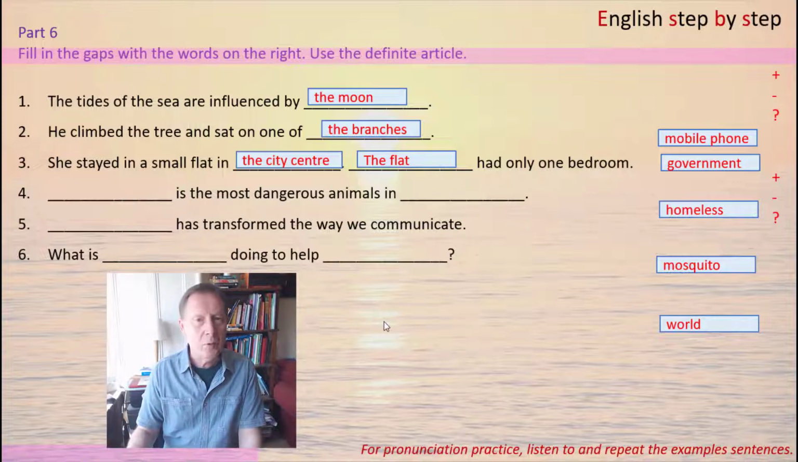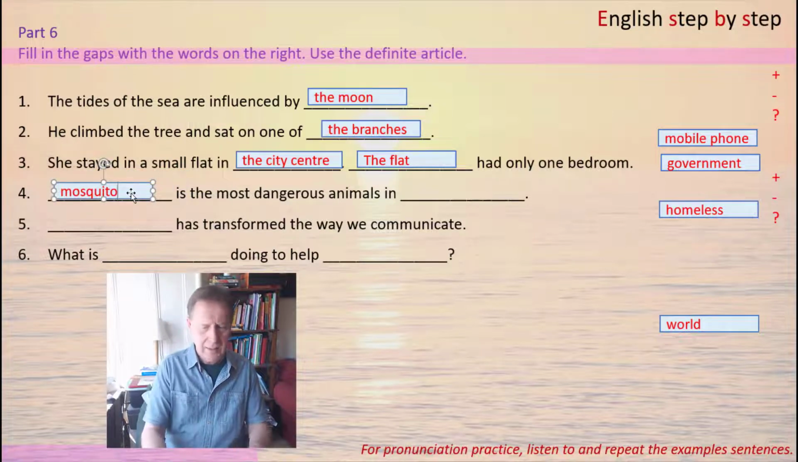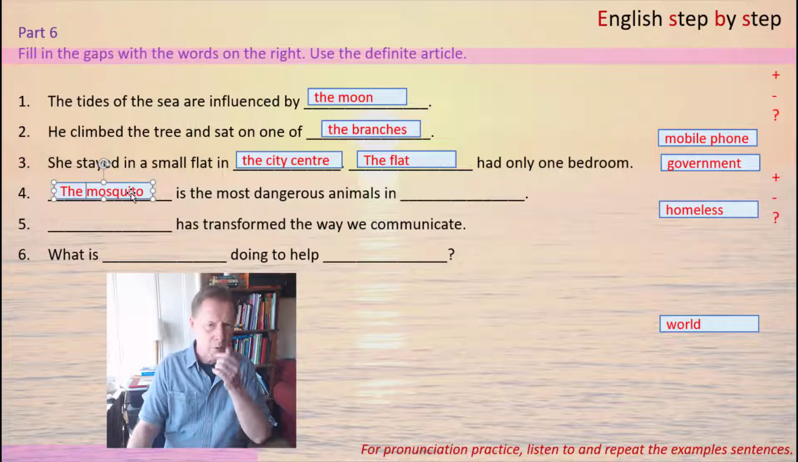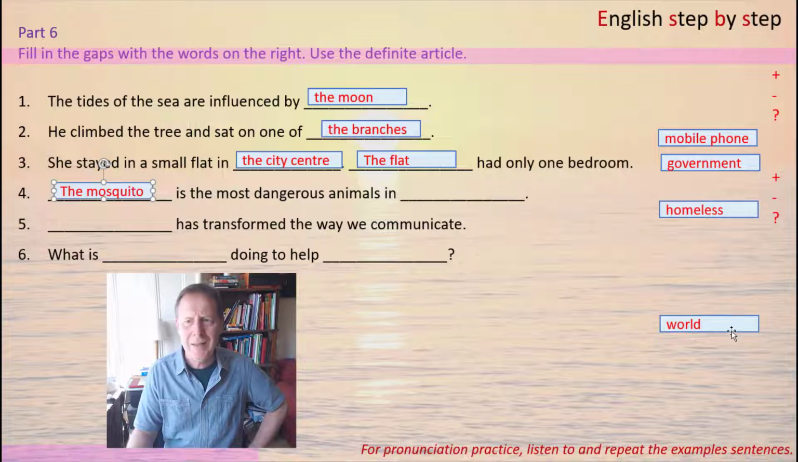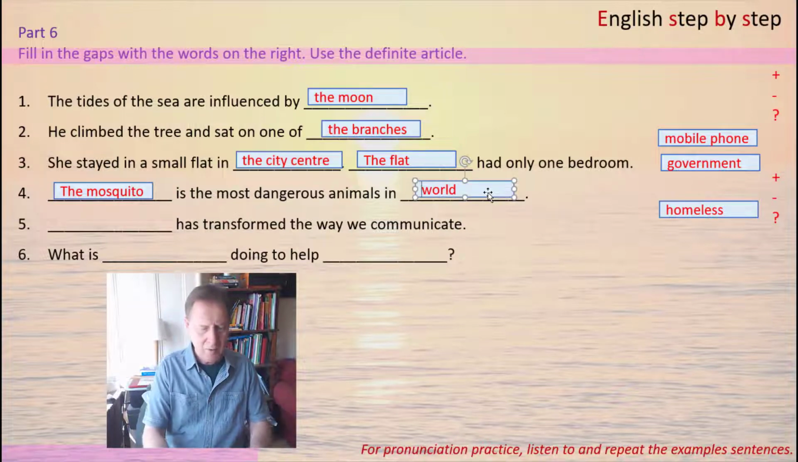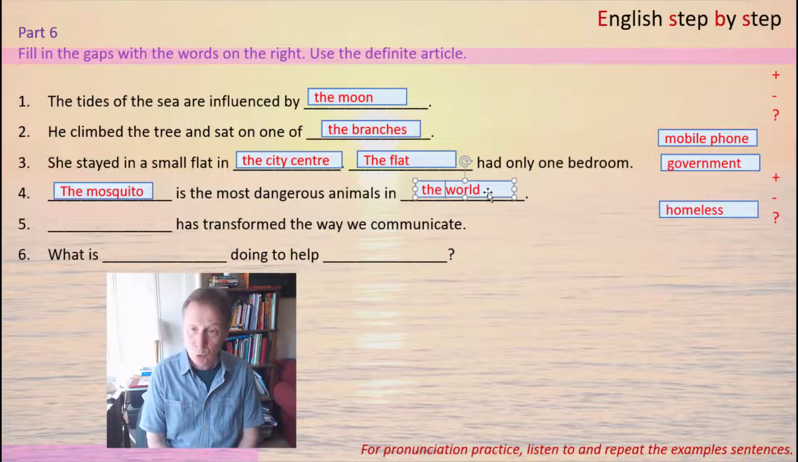The next one we can see it's a superlative in the sentence, so we need to find something relevant, which is mosquito. And here again we need to use the definite article. The mosquito is the most dangerous animal in, and then we have world, and in this context we're talking about one particular world which is unique, so it's the world.